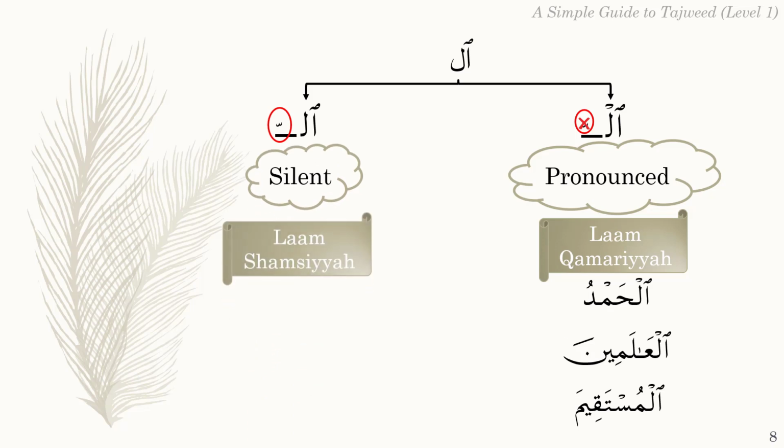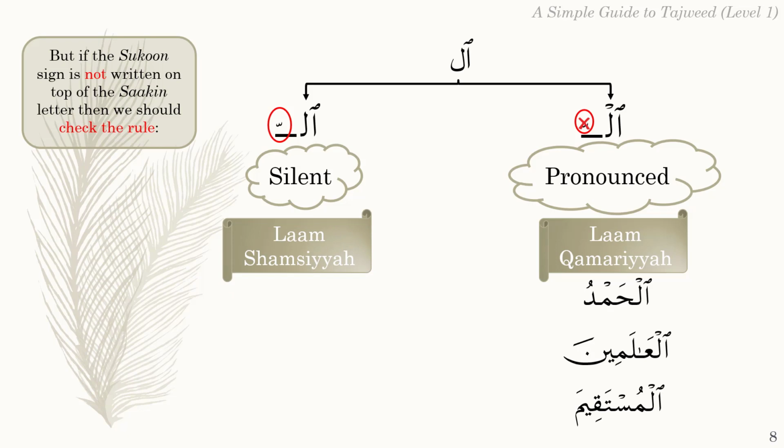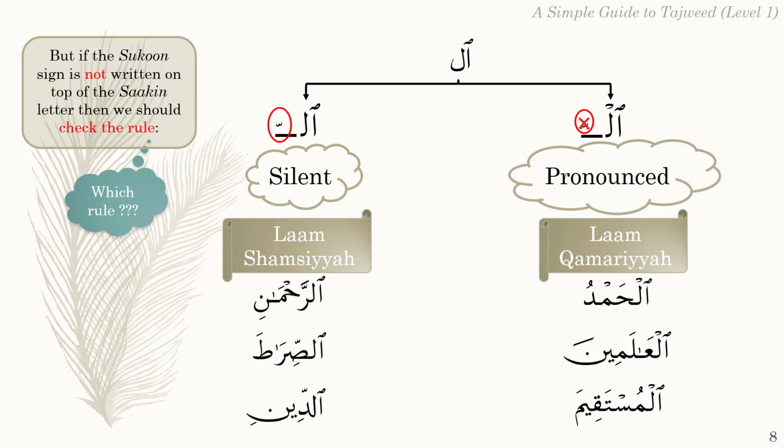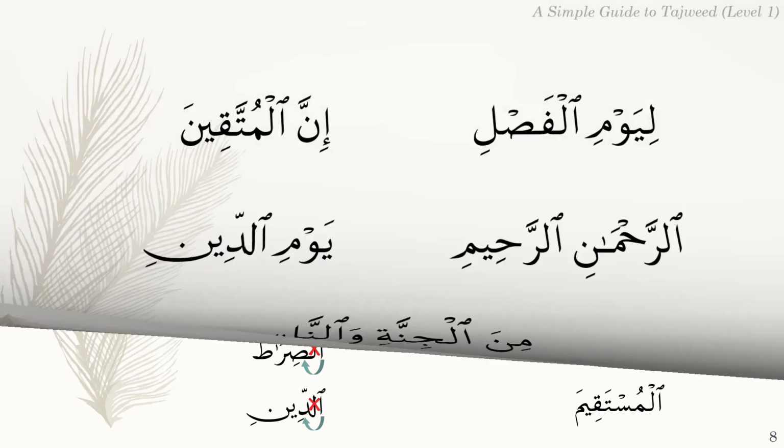Laam At-Ta'reef will be silent and it will be called Lam Shamsiyya. If you recall, in lesson 2a, we said that if the Sukoon sign is not written on top of the second letter, we should check the rule. Here, in this case of Laam At-Ta'reef, if the Lam does not have the Sukoon sign, it will be silent. For example, الرحمن، الصراط، الدين.